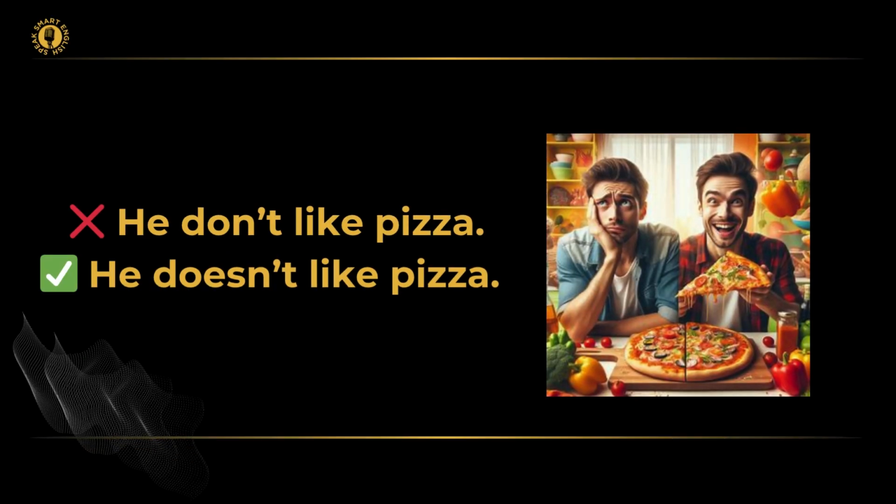Mistake 1. Subject-verb agreement. Many learners say "he don't", but for he, she, it, use "doesn't". Example 1. "He don't like pizza" is wrong. "He doesn't like pizza" is correct. Example 2. "It doesn't work" is correct. Don't say, "it don't work".